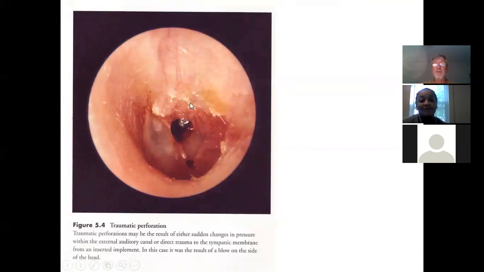Here's a traumatic perforation of an eardrum. Sudden changes in air pressure or direct trauma to the eardrum from an inserted implement. In this case, it was a result of a blow to the side of a head. There's a big hole in the eardrum. Yikes.